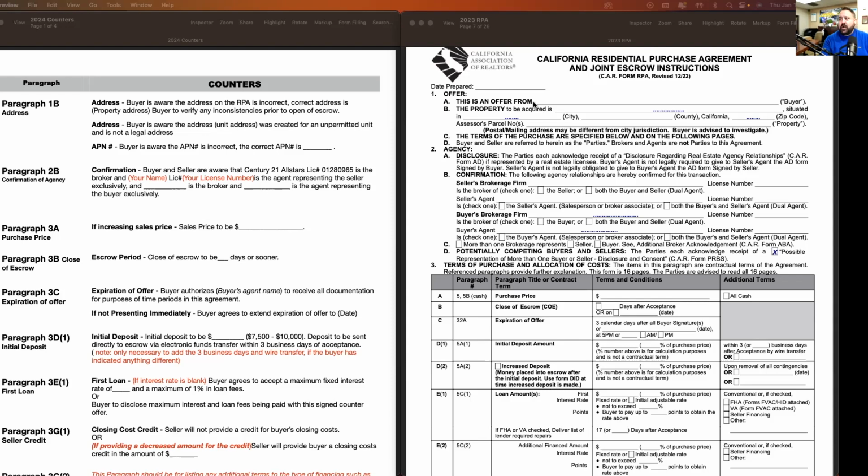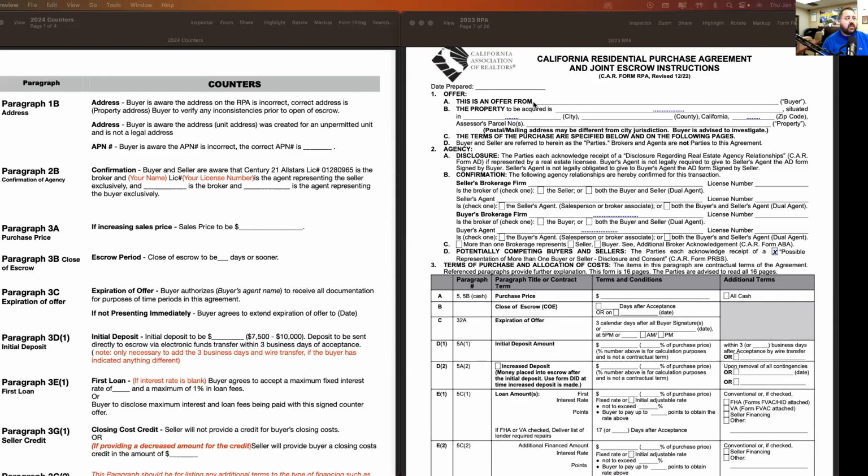If there were an issue with the address, the counter would be: buyer is aware that the address on the RPA is incorrect. Correct address is, write the correct address. Buyer to verify any inconsistencies prior to open of escrow. Because they may have written the offer thinking they were writing an offer on another property, so let's make sure we give them the proper address.